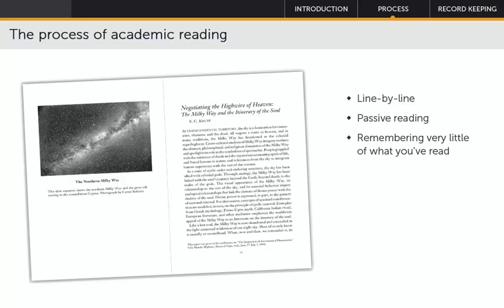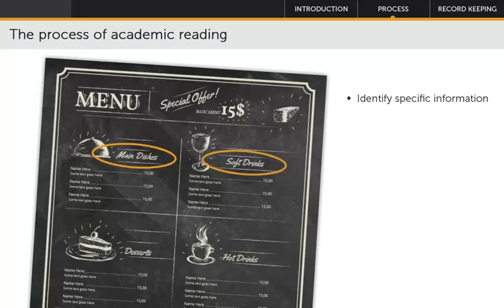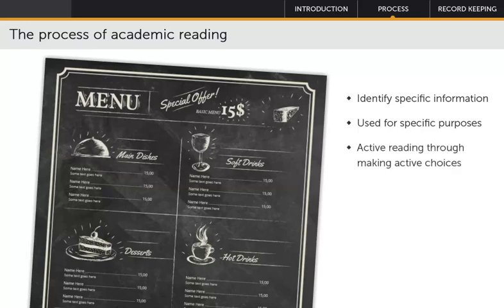It's useful to see the text as a menu. Just as you choose items on a menu, you identify specific information on text and use this for specific purposes. Of course, you might find that the text isn't useful at all, just as you might find that you don't really want to eat Chinese after all. Making active choices helps you to keep actively involved in the text.